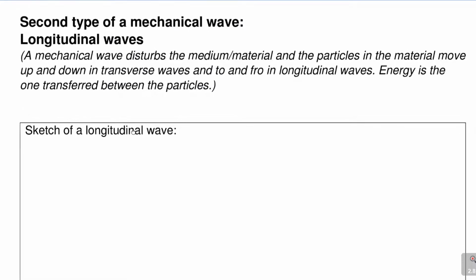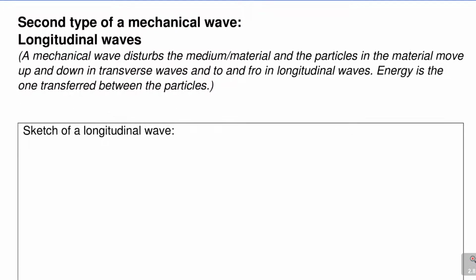When you talk about longitudinal waves, as you can see, it says here the second type of mechanical wave. The first type was the transverse wave, and the second type of mechanical wave is the longitudinal wave. It also explains what a mechanical wave is. It disturbs the medium or the material, and the particles in the material move up and down in transverse waves and to and fro in longitudinal waves. That is what makes these mechanical waves.